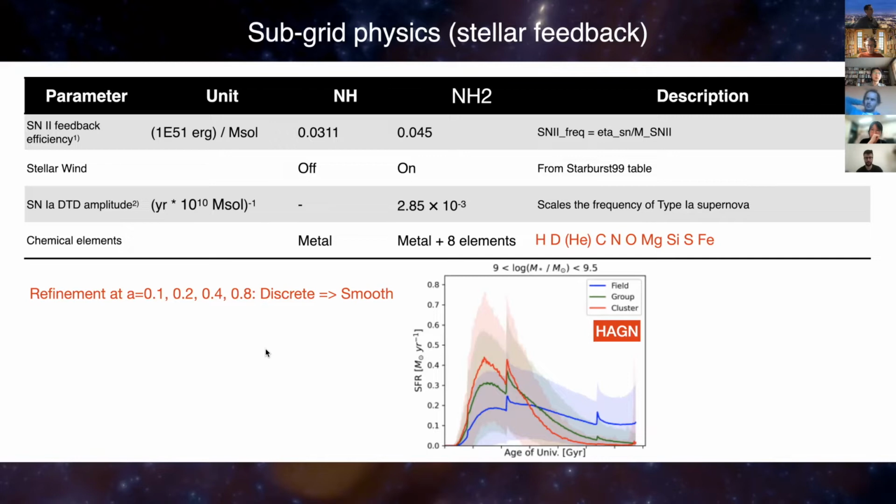And also in the previous version, there are refinement jumps at a few scale factors. So there are discrete jumps in terms of star formation history. This is unphysical, of course. So we had to change that to a smooth distribution of the refinement rather than the discrete distribution.